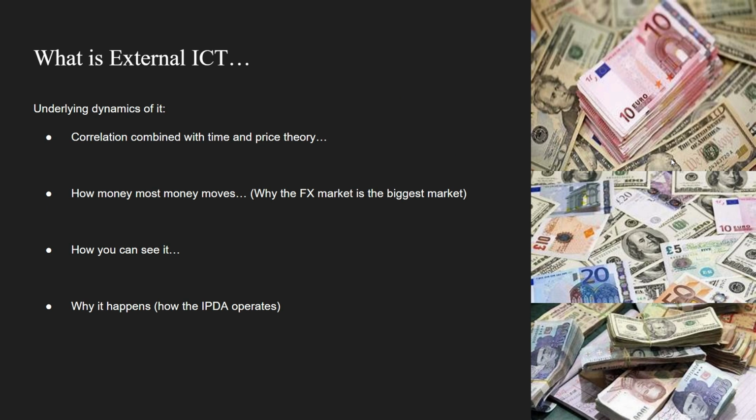So what is external ICT? The underlying dynamics of external ICT is that correlation combined with time and price theory leads to higher probabilistic outcomes in the market.